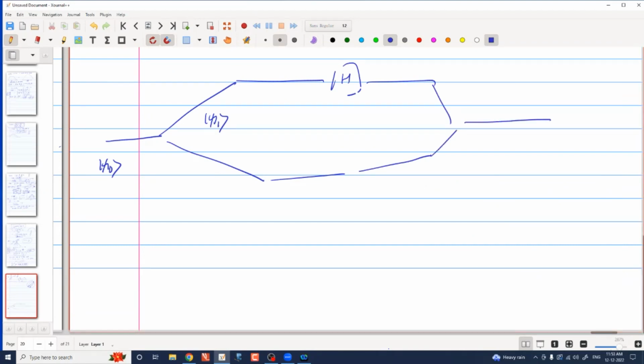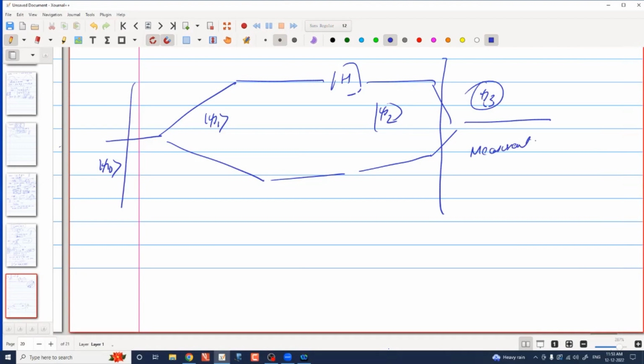So, I had psi 0, psi 1, psi 2, psi 3. This was the measurement part. This was my, of course, the initial state. And I was able to create a superposition. And this was my state preparation part. And this was my dynamics.